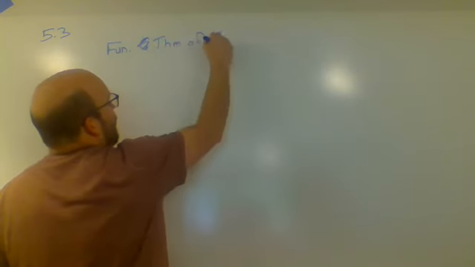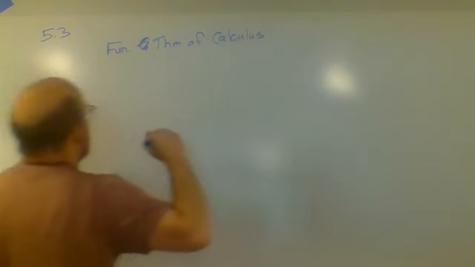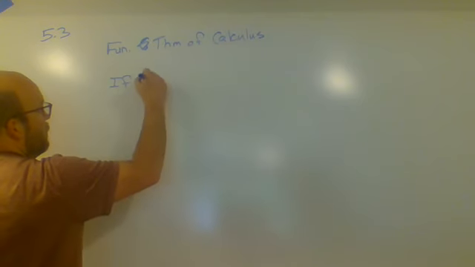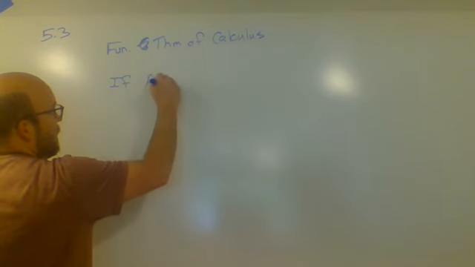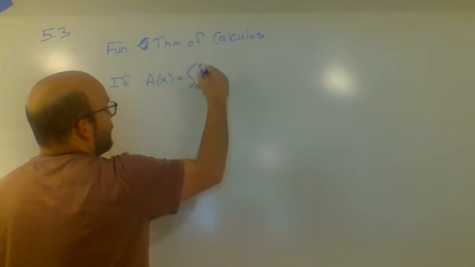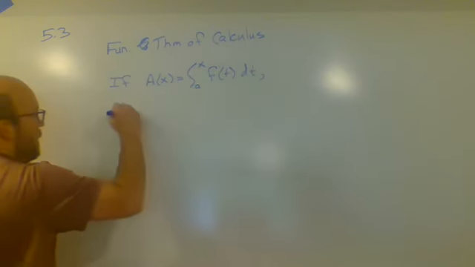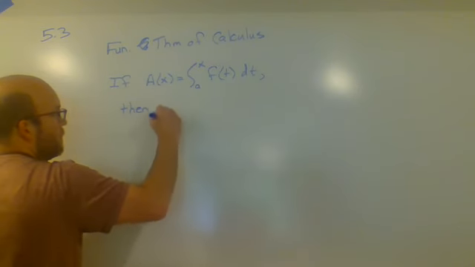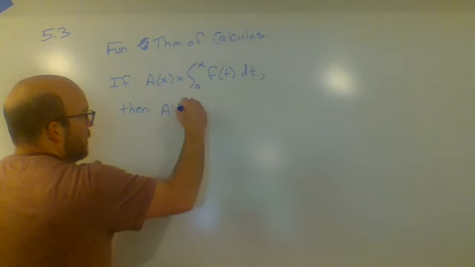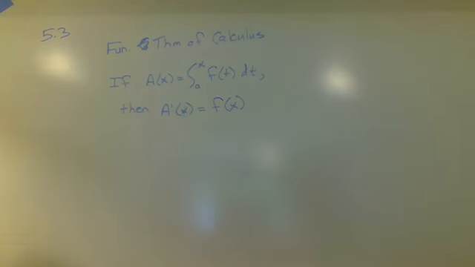And this one I don't like to dwell on as much because it's more of just working backwards in a fact. But if you're told that the area function, just writing that out again, is A(x) equals the integral from a to x of f(t) dt, then the derivative of A is equal to f(x). And we kind of had that written on the board before.